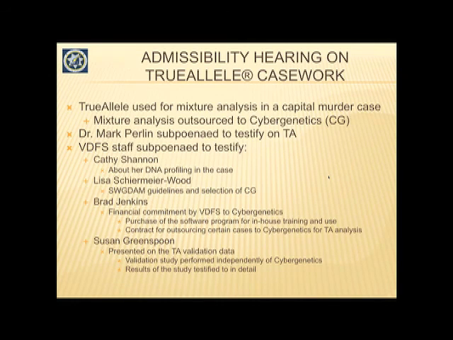Dr. Mark Perlin was subpoenaed to testify, and a number of Virginia Department of Forensic Science staff were also subpoenaed. Kathy Shannon was subpoenaed to testify about her DNA work. Lisa Shearmeyer Wood, a supervisor, was subpoenaed to testify on the SWGDAM guidelines, which pertain to probabilistic modeling and selection of Cybergenetics for outsourcing. Brad Jenkins was subpoenaed to testify about the financial commitment that DFS made to Cybergenetics. And then I was subpoenaed to testify about our validation data, since it was an independent assessment of the TrueAllele Casework product.